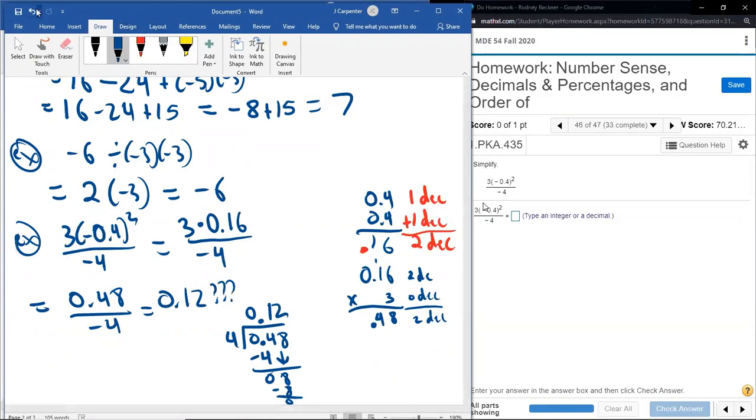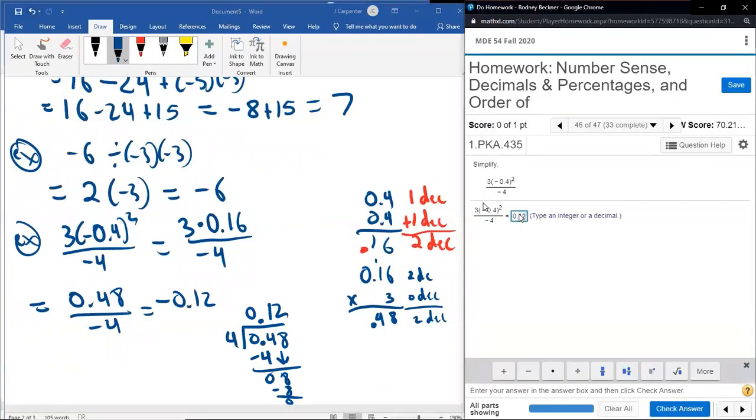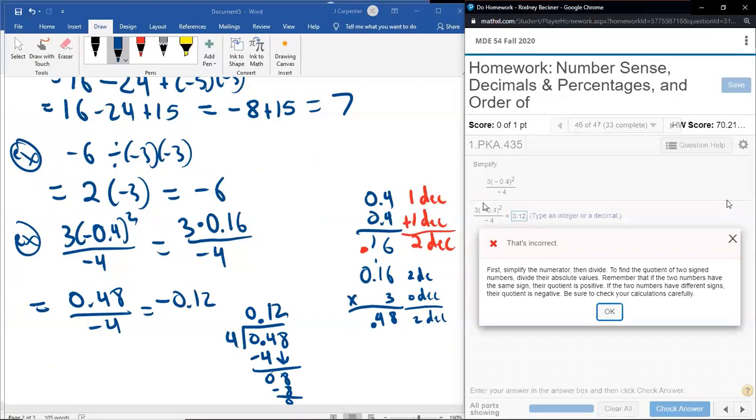Well, that's close. It's very close, but be careful. A lot of people, after they do work like that, they'll forget about the sign issues. Positive divided by negative is a negative 0.12. Where'd we go wrong?